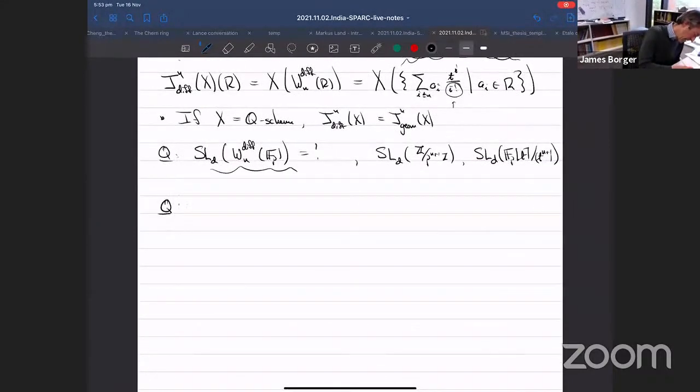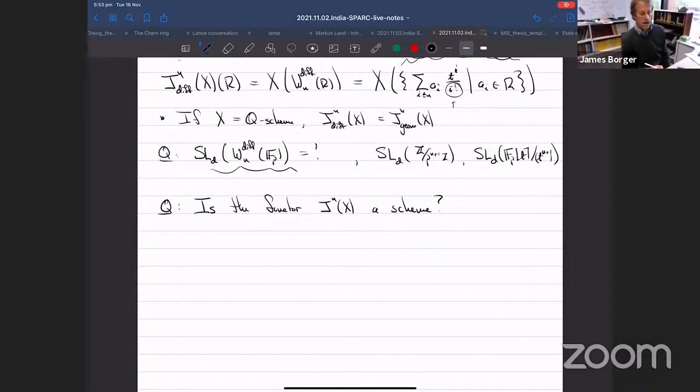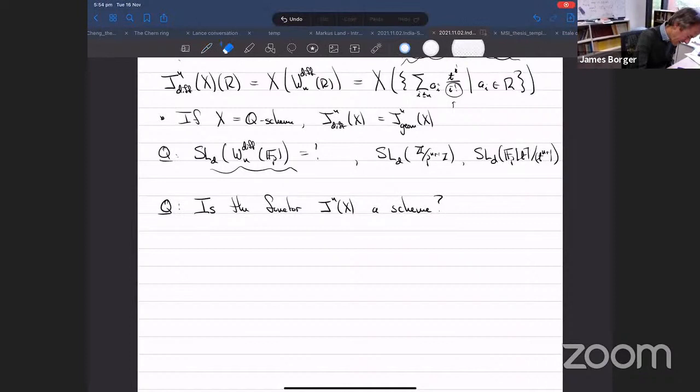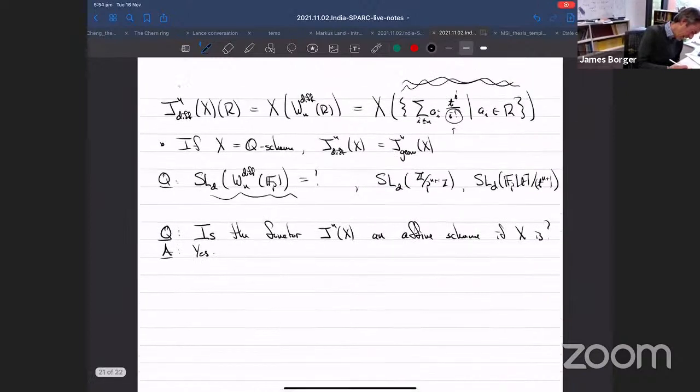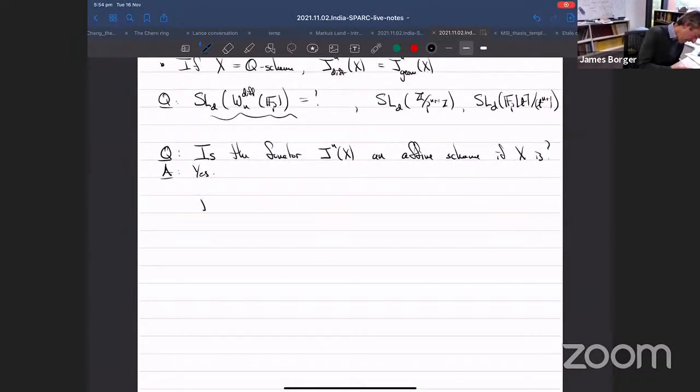So here's a question. Is the functor J_n of X a scheme, if X is an affine scheme? The answer is yes, and in fact, it's easy to say what it is. The nth jet space of the spectrum of a ring A is in fact the same thing as the spectrum of this other construction.